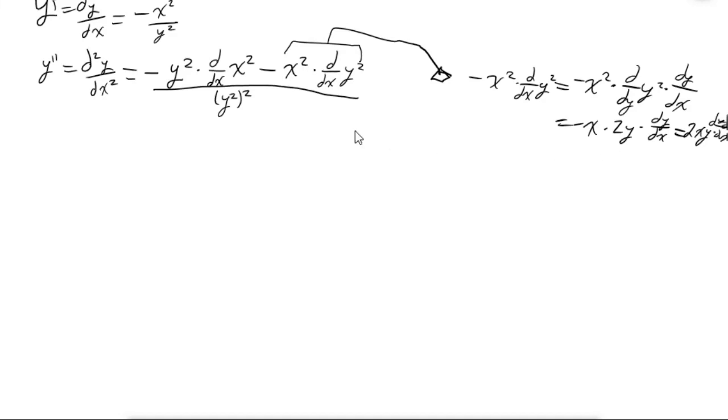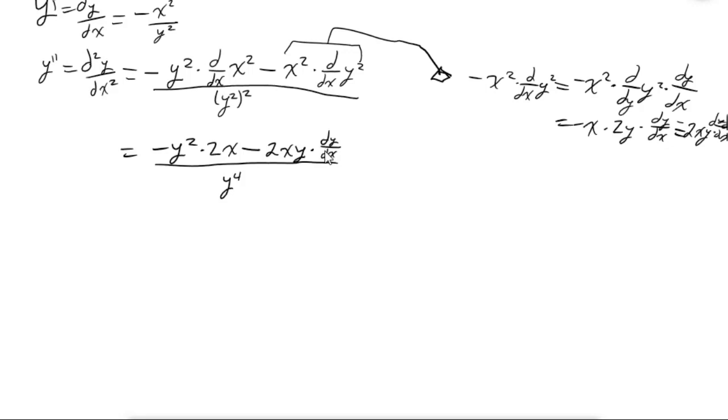And now we're ready to put that back in there when it comes time to do so. So returning to our previous equation, we now have negative y squared multiplied by the derivative of x squared with respect to x, so that is just 2x, minus our big thing over there, 2x squared y multiplied by the derivative of y with respect to x, all divided by y to the power of 4.